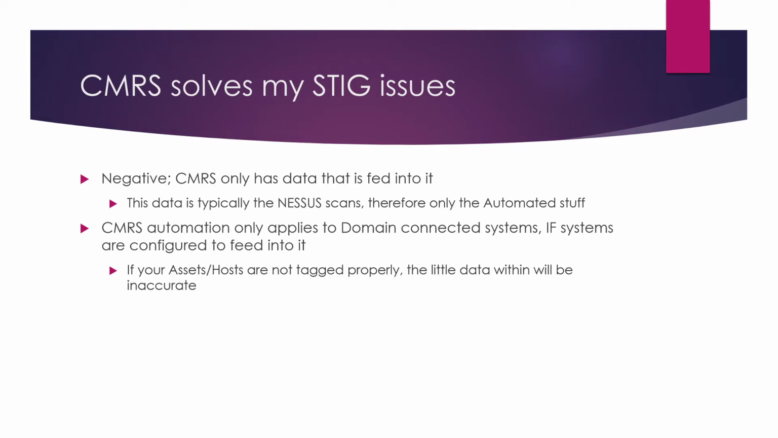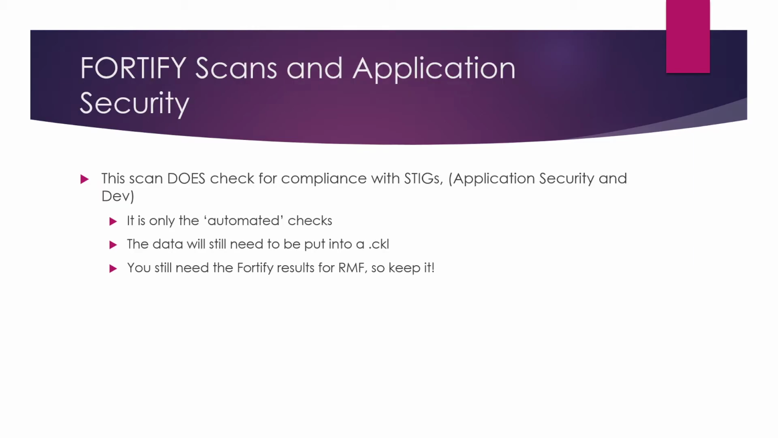Another problem with it, if your assets and hosts are not tagged properly, the ones that are on the domain, then the little data that's supposed to be imported into CMRS through ACAS and your HBSS clients will be inaccurate or wholly incomplete, which causes more issues. You want to have the right data in there. So I basically would not recommend using CMRS right now. If you are doing this for your first look, to get your RMF decision, your ATO, your authority to operate through a risk management framework, then trying to use CMRS is actually going to be more of a roadblock than it is going to be a help.